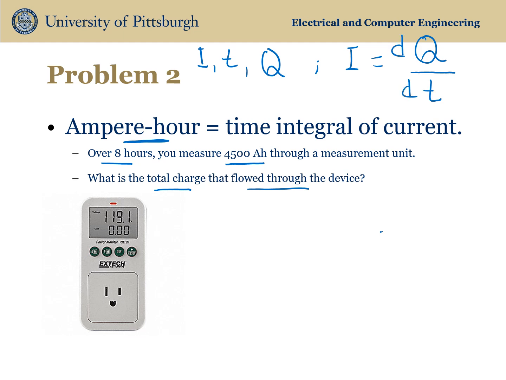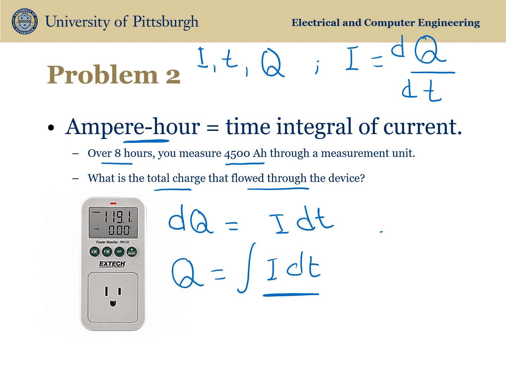So we are being asked about the charge, so we can write that dq equals I dt. If I integrate both sides of this equation, I get q equals the integral of I dt. And now what is the integral of I over time? This is the amp hour. So far so good.